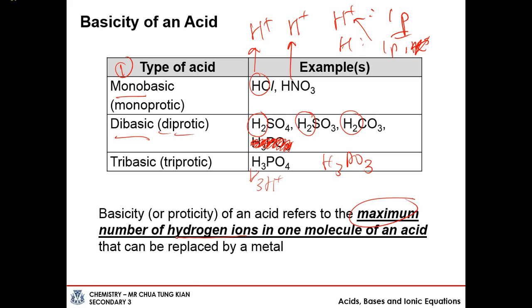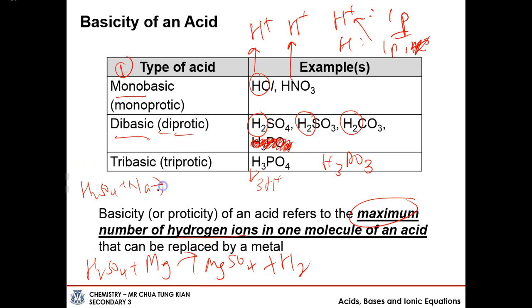Okay, so for example, if I were to write a simple one, H2SO4 plus, let's say, magnesium, we'll write MgSO4 plus H2. But it can also replace just one H. So for example, if we have H2SO4 with sodium, we could get NaHSO4 plus H2. Okay, so this is possible as well. Balance the equation with a half here.